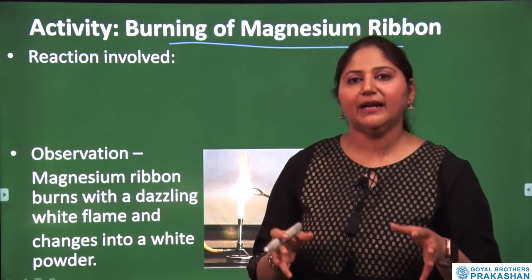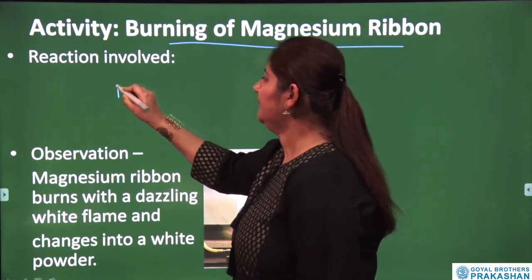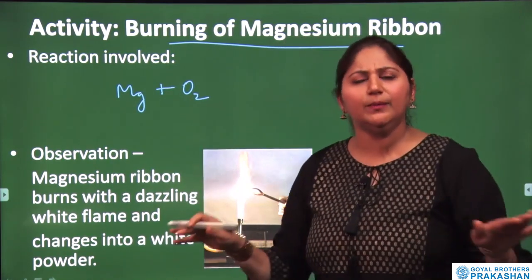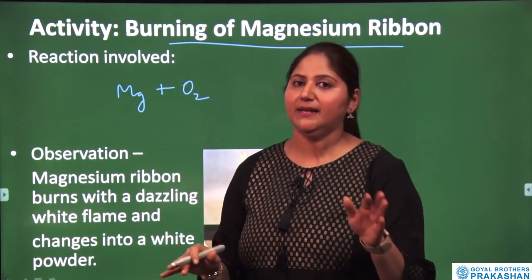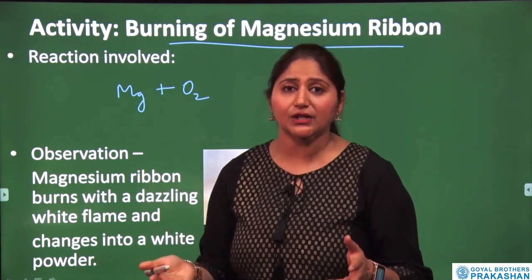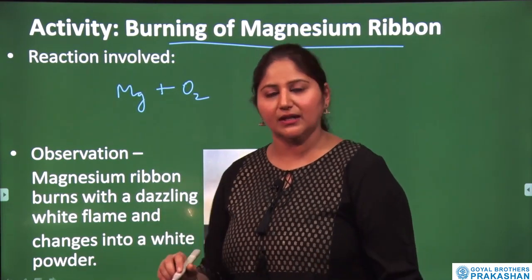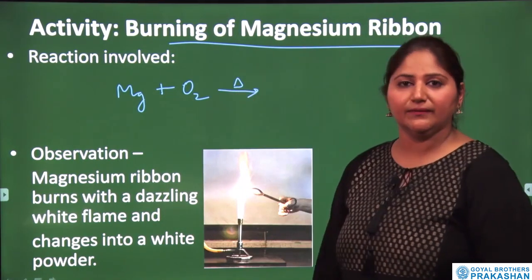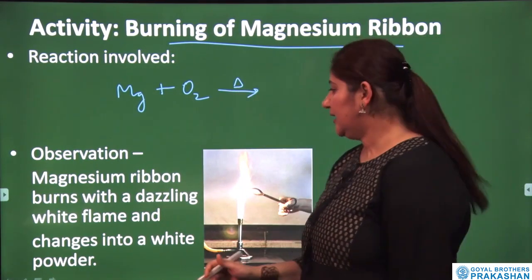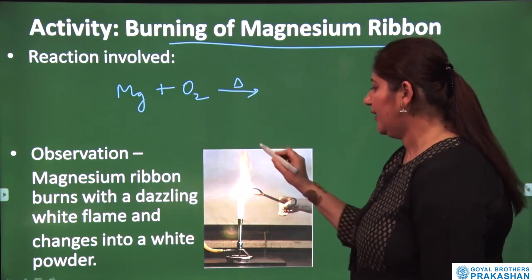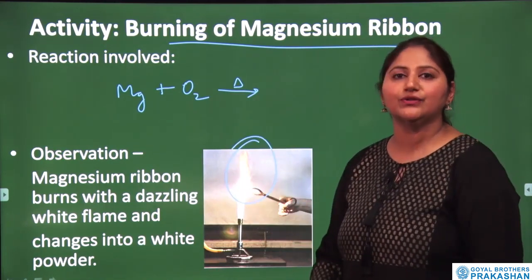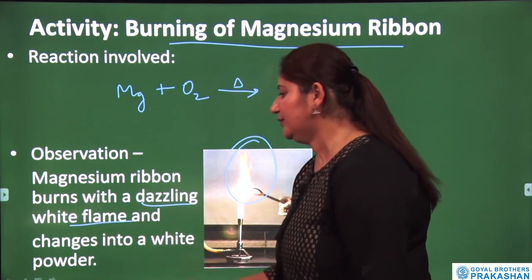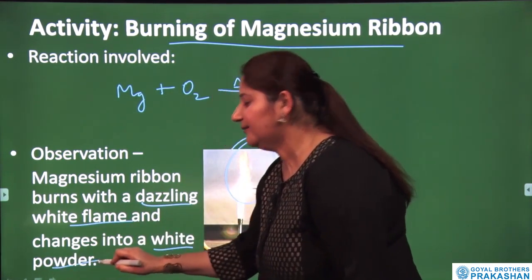So when we burn magnesium ribbon, magnesium burns in presence of oxygen. Whenever you burn anything, it should be burnt in presence of oxygen because oxygen is the supporter of combustion, right? So what happens when we burn magnesium? In this reaction, you can see a beautiful white dazzling flame is produced. Yes, so a white dazzling flame is produced with white powder formed.